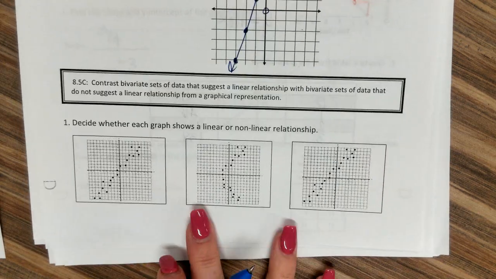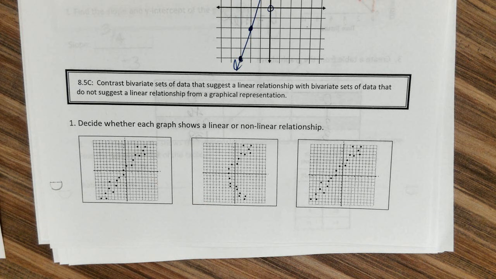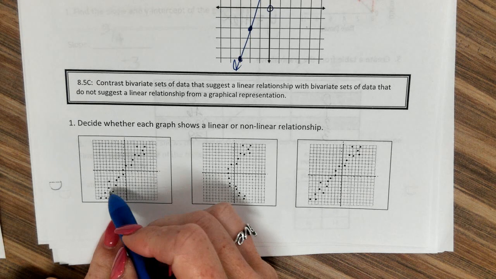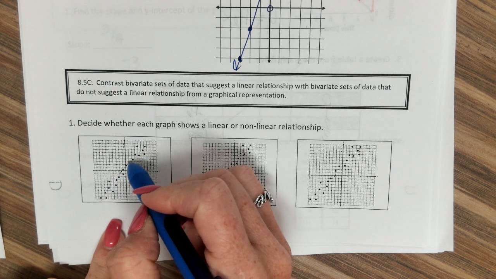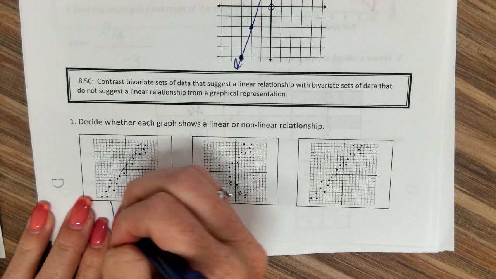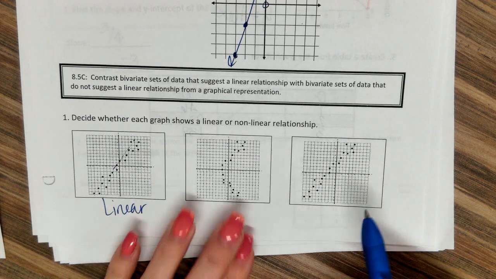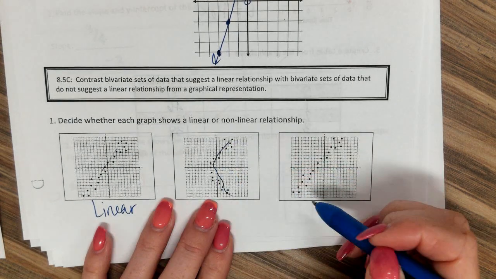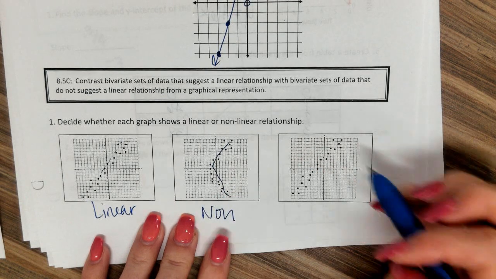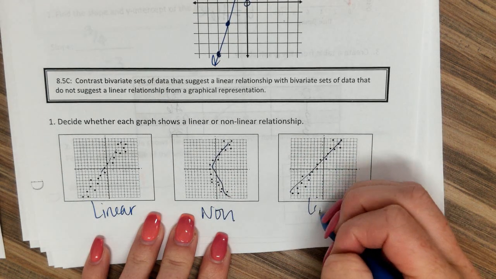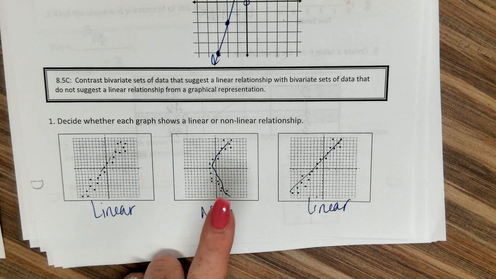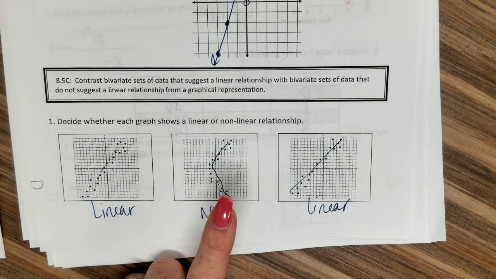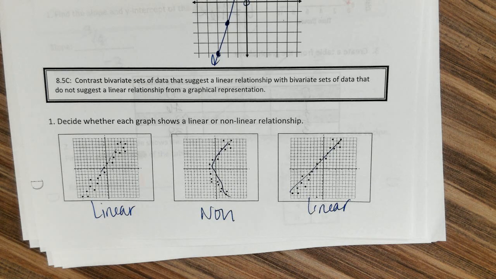All right, this next part says decide whether each graph is linear or non-linear. So everybody look at this one. Is this linear? How? Because if I drew a trend line, it's going to make a straight line pattern. That is linear. What about this middle one? Non-linear. What about this one? Linear. This one does show a relationship. It's just non-linear because it doesn't make a straight line.